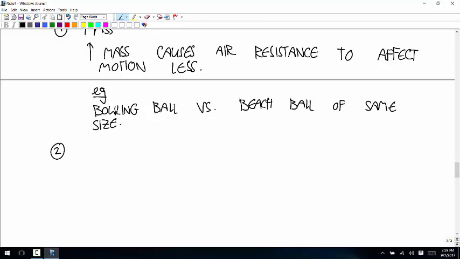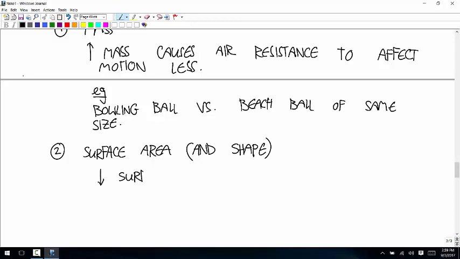is surface area, and I'm going to say in parentheses, and shape. The shape matters too, but that's a more complicated thing to talk about. Surface area is sort of easy to talk about. If you decrease the surface area and keep everything else the same, that causes air resistance to affect the motion less.